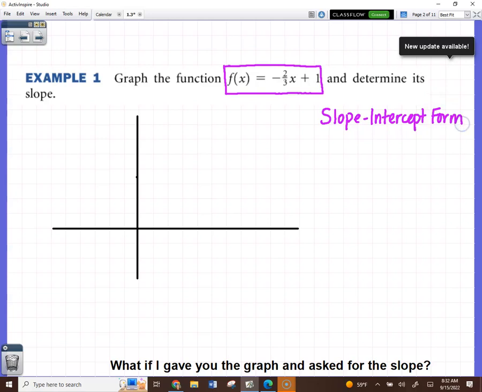Slope-intercept form is the name of it, and it is y equals mx plus b. M stands for the slope. B stands for the y-intercept, and it is a point on the graph, right? It is always a point at 0 and then whatever b is. Because if it's a y-intercept, it's sitting on the y-axis, which means x is 0 every time.